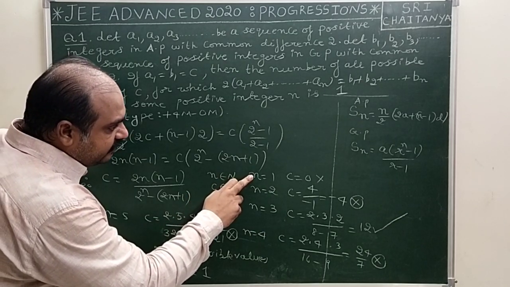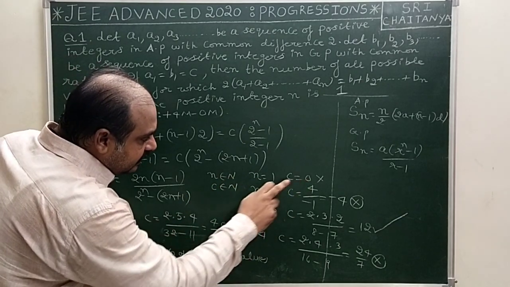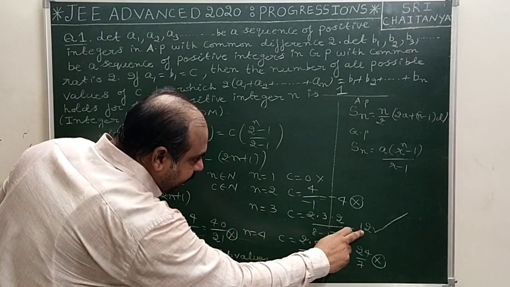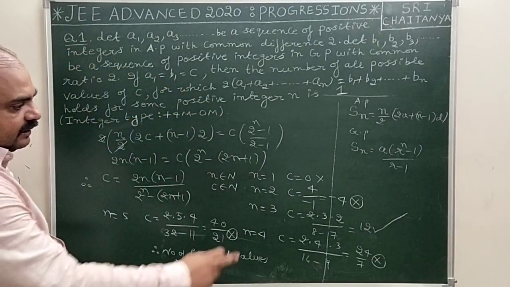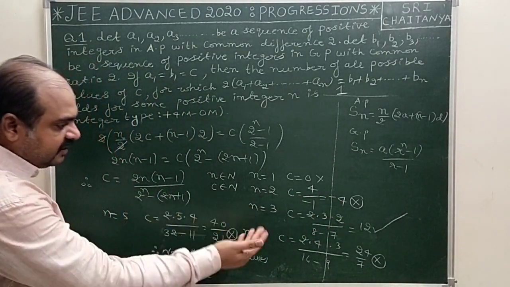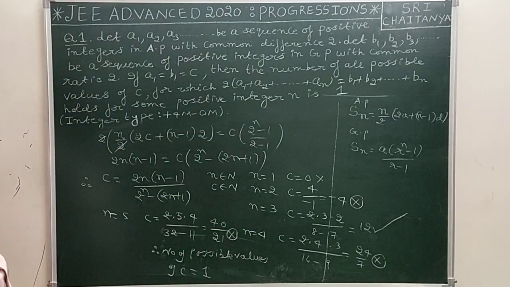If you take n equal to 1, you are not getting a natural number. N equal to 2, you are not getting a natural number. N equal to 3, you are getting a natural number. That means for n equal to 3, the C value is what? 12. For the remaining n values, you are not getting any integer value of C.